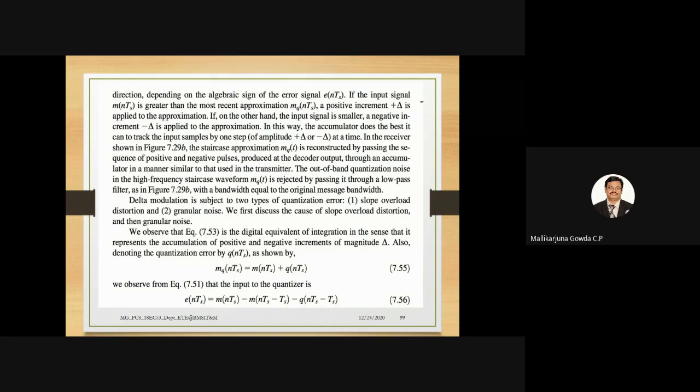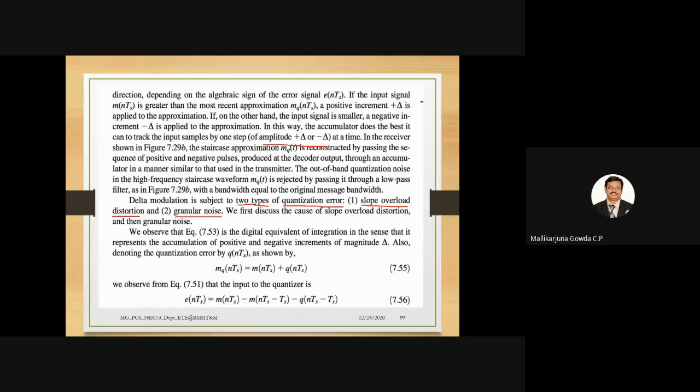So here, let me say a few things about the staircase approximation. In delta modulation, there are two types of quantization errors. Similar to PCM, where we also had quantization error, which we used to write as delta squared by 12, here also we have two types of quantization error. One is called slope overload distortion, and another one is granular noise. Let us see what slope overload distortion and granular noise are.